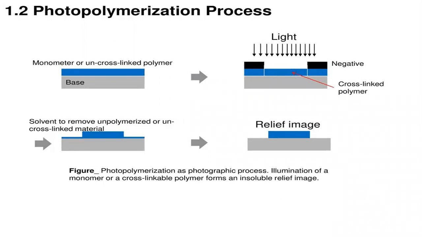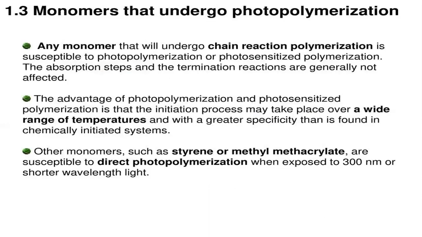So what is the figure? It is photopolymerization as a photographic process. Eliminating a monomer or cross-linked polymer forms an insoluble relief image. Any monomer that will undergo chain reaction polymerization is suitable for photopolymerization or photosensitized polymerization. The absorption steps and the termination reactions are generally not affected.